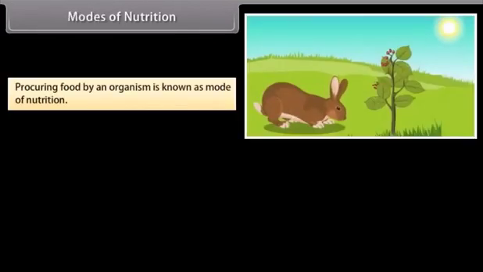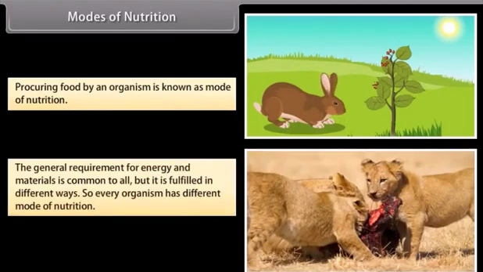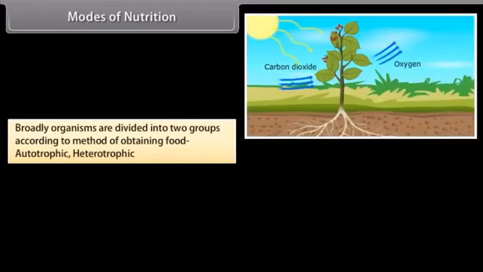Modes of nutrition. Procuring food by an organism is known as the mode of nutrition. The general requirement for energy and materials is common to all, but it is fulfilled in different ways. So every organism has a different mode of nutrition. Broadly, organisms are divided into two groups according to the method of obtaining food: autotrophic and heterotrophic.